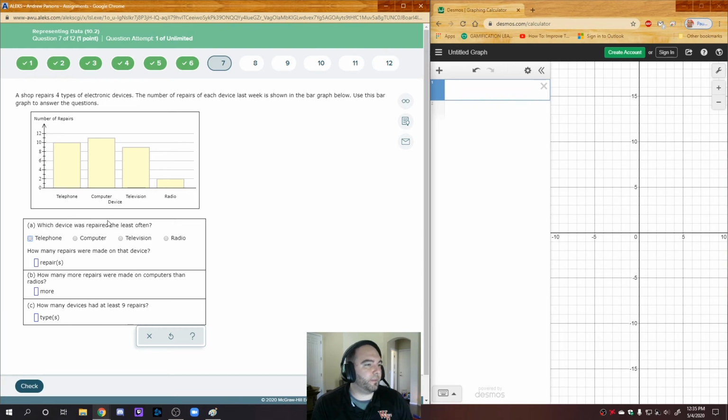Which device was repaired the least often? Radios. I'm sure radios are repaired the least often because if they break, you're just like, forget it. It's just a radio. I'll just get another one. How many repairs were made on that device? 2. How many more repairs were made on computers than radios? Well, I see computers are at 11. Radios were at 2. The difference of 11 and 2 is 9.